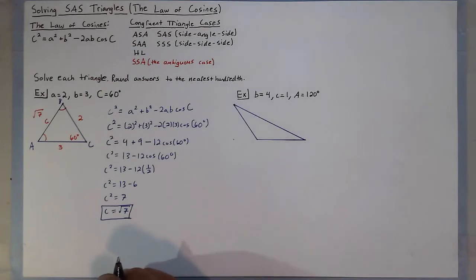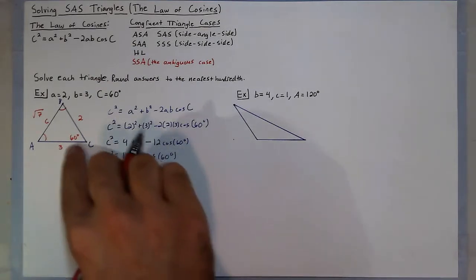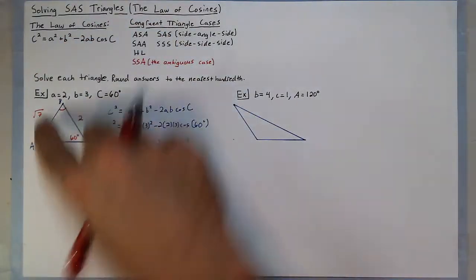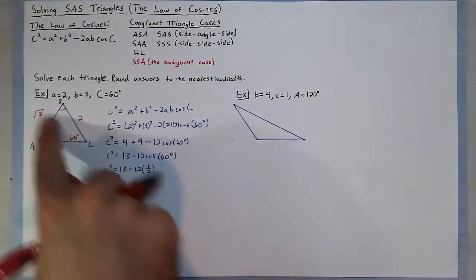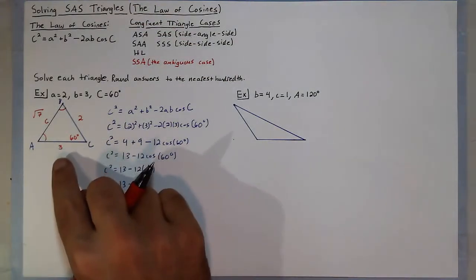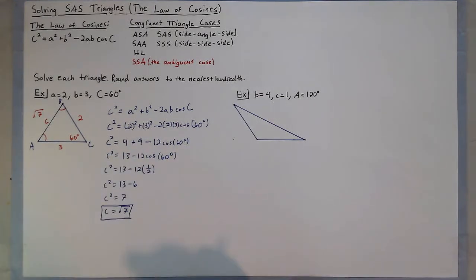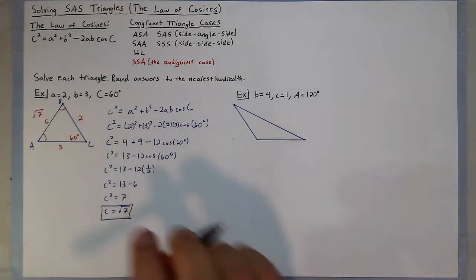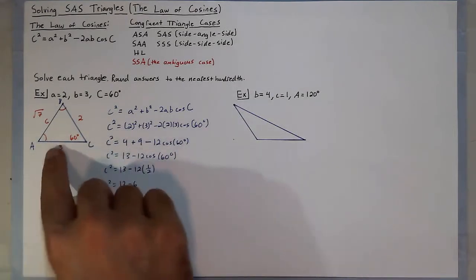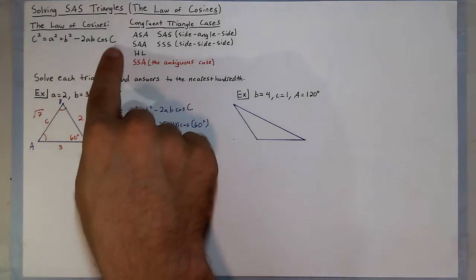Now going on, I could use the law of sines to figure out these other two angles, because now I have a pair of C and C. But I want to show you how you can also use the law of cosines to find an angle as well. So I will look for angle A, which I would need to get cosine of A to show that.